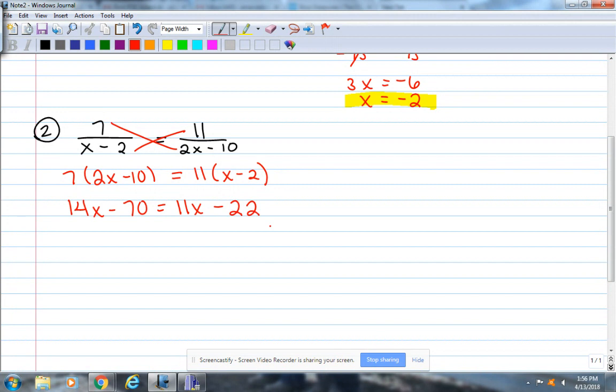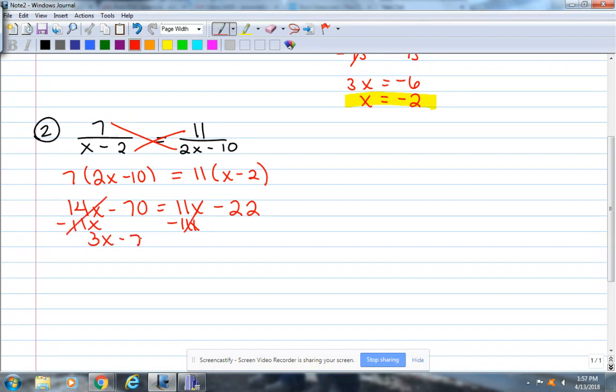Proud of you. Why do I want you to write that down? Because here's what will happen if people don't write that down. People won't distribute it all the way through. They'll do 7 times 2x is 14x and then copy down minus 10 and not make it negative 70. That's why. I've been doing this 11 years. I know that's what happens. Okay? That's why I want you to go ahead and write it down and then distribute it. And then we get those x's together.